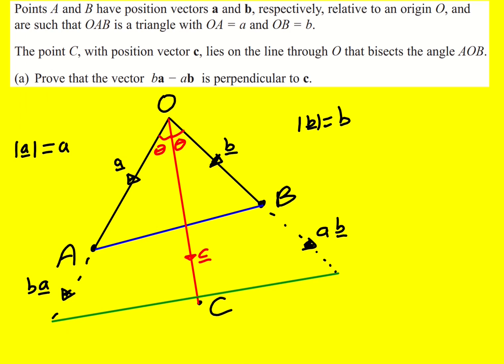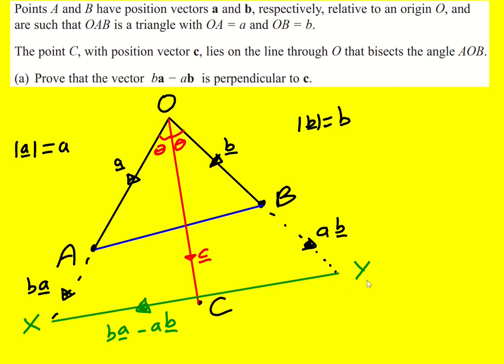So I'm going to label this one, I don't know, this can be X and this can be Y. And we're being asked to prove, okay, let me just add that vector in as well. So BA minus AB is going to be going this way. Okay, we're trying to show that it's perpendicular.